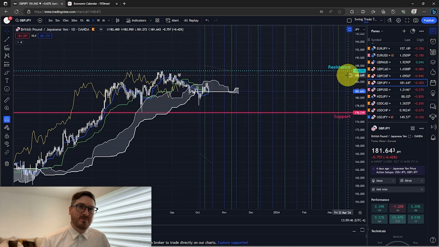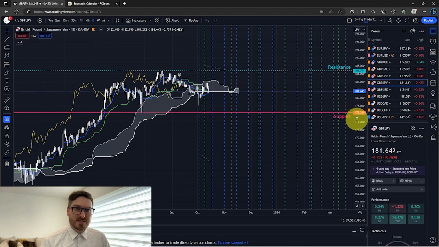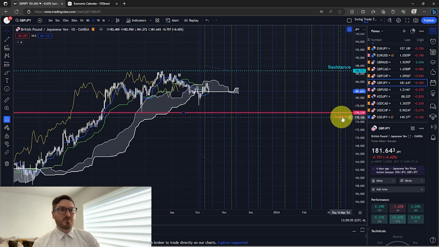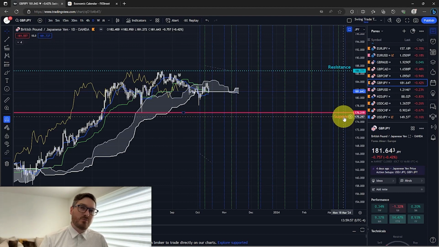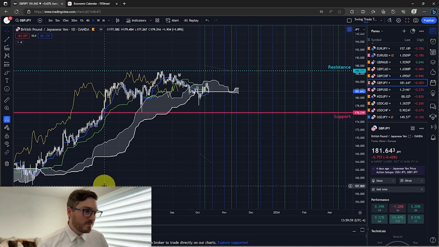So we're going to need to wait for the resistance to break at the 186.771 level, or for the support to break at the 176.319 level. And then we can start looking for trades after the breakout of those levels. Until then, guys, I won't be trading this pair this week.